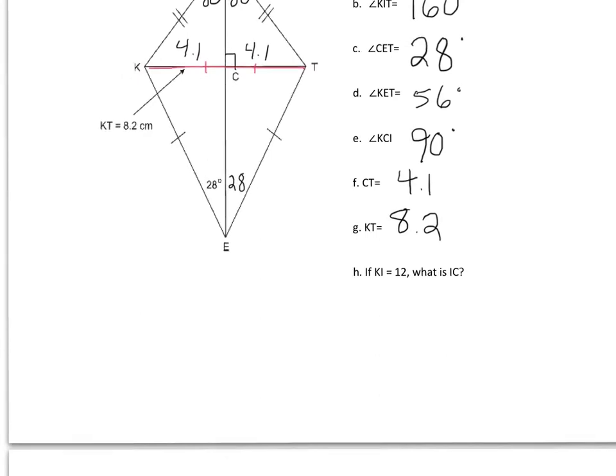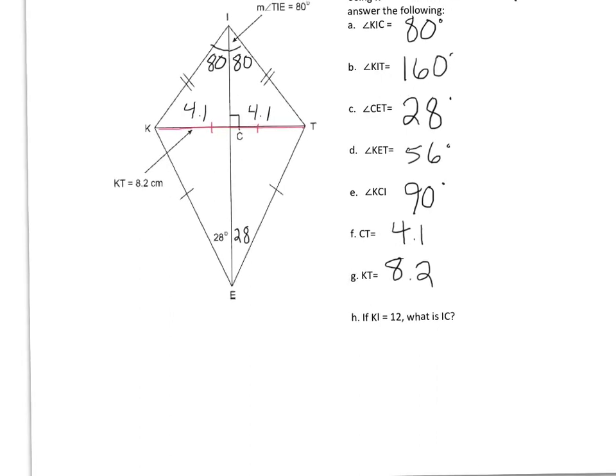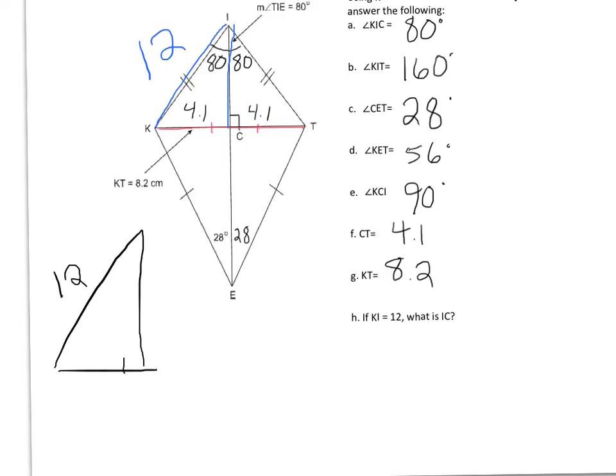Okay, so this one's a little trickier. It's if KI is 12, so KI is right here. So I know that that is 12. What is IC? So it's asking me about this line right here. Well, I'm going to sketch that over here. Take it out of the kite. So I know that this is 12. I know this is a right angle. I know this is 4.1. And I'm looking for this IC. So this is what I want to know. I'll just call it X.